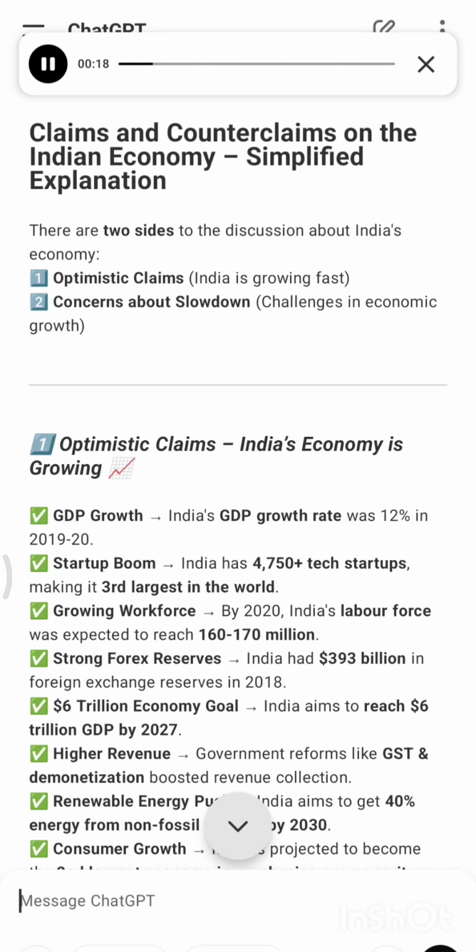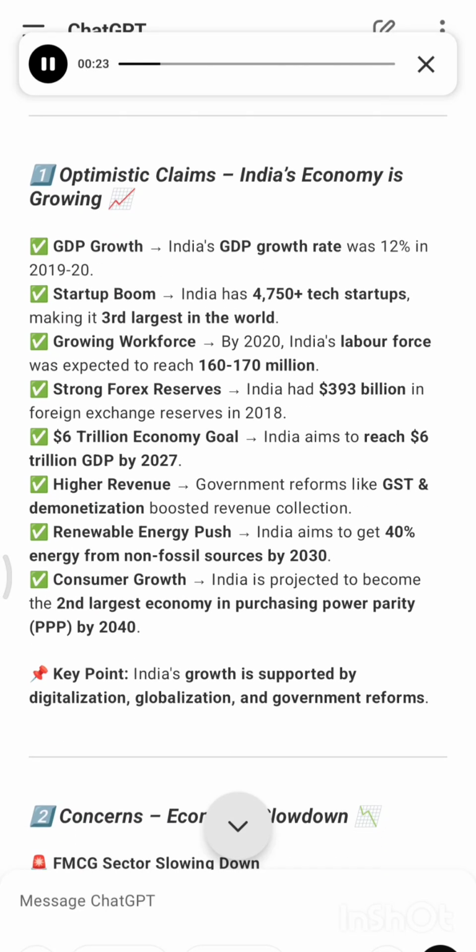1. Optimistic claims. India's economy is growing. GDP growth: India's GDP growth rate was 12% in 2019-20. Startup boom: India has 4,750 plus tech startups, making it third largest in the world. Growing workforce: by 2020, India's labor force was expected to reach 160 to 170 million.